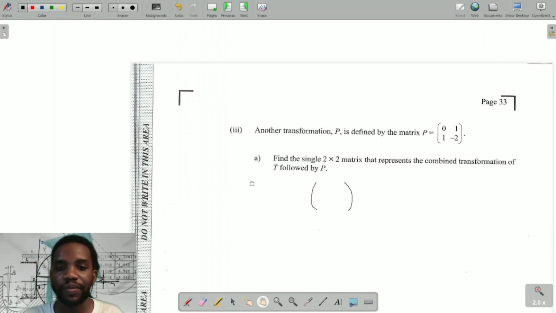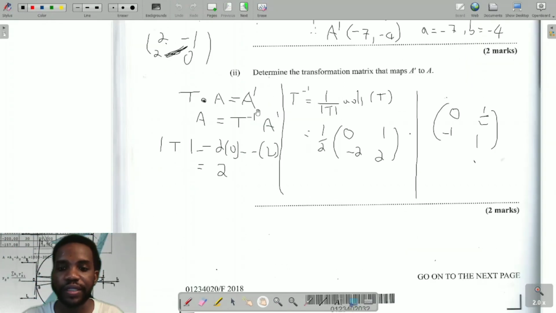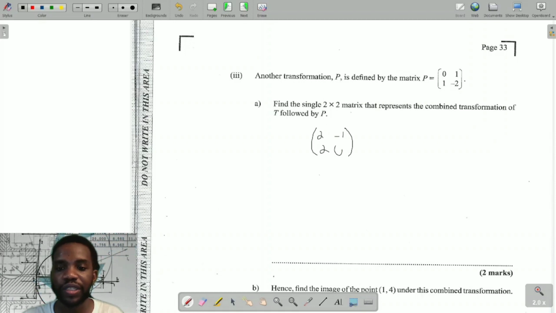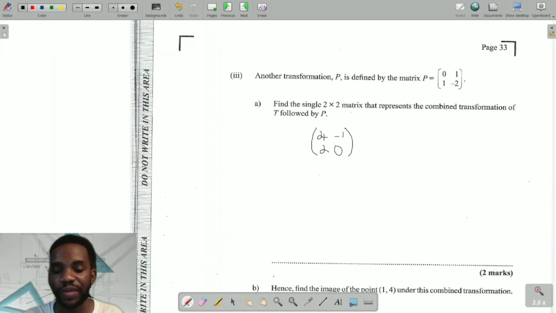Let's go back up so we can look back at T. T is 2, -1, 2, 0. So I'm going to have 2, -1, 2, 0. This is the first one, if you are going to transform something with these matrices, this is the first one you'd multiply the matrix by.